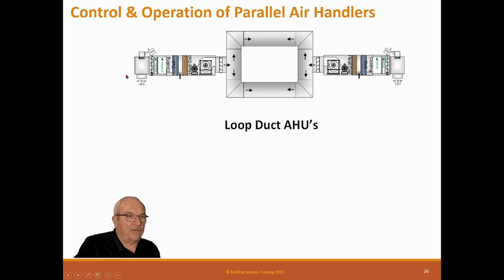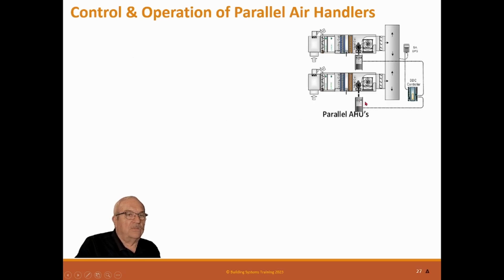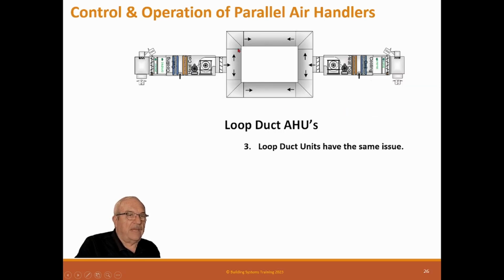That's two air handlers. Now loop ducts are done normally to save space. Maybe they don't have big enough fan rooms in the floor. They have one at each end of the building. But normally they're done so they can run just one fan when they have low load and then run two fans, so they save a lot of energy by just running one. Loop duct units have the same issue. So they can't have two pressure sensors. They can only have one.